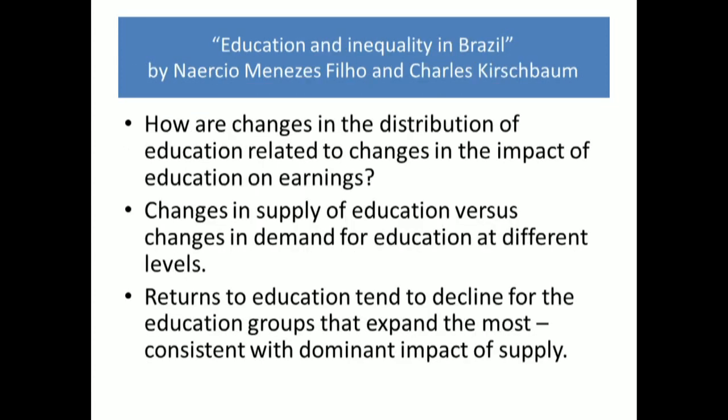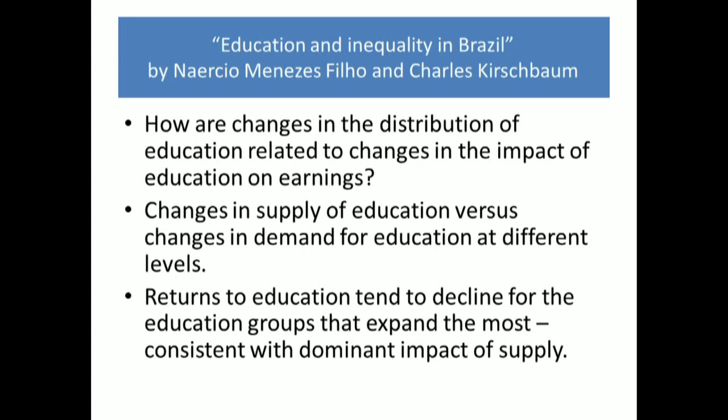Turning to the paper by Nercio, we're looking at how these big changes in the distribution of schooling relate to the distribution of income or labor income earnings. And it's this kind of race, as has been explored in the literature in the US and other countries, between the supply of education increasing and the changes in demand for education as we look at the wage differentials.